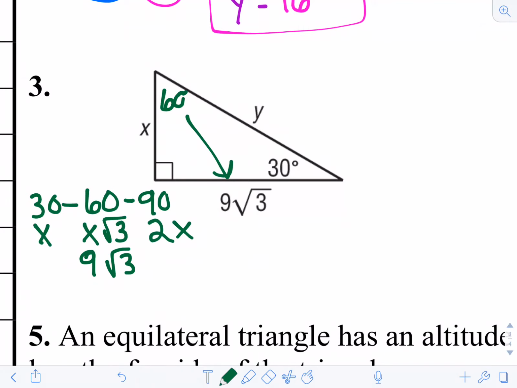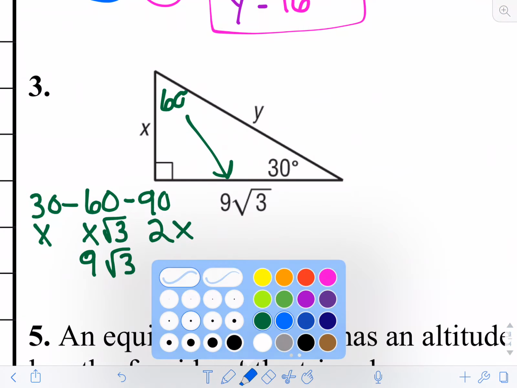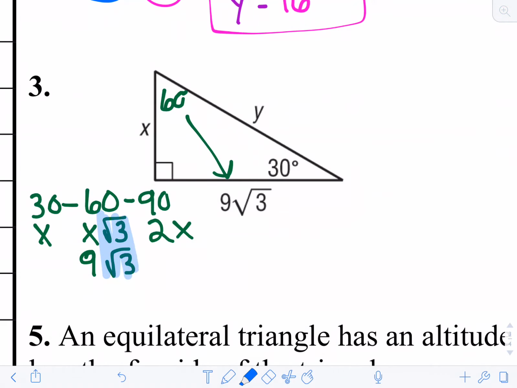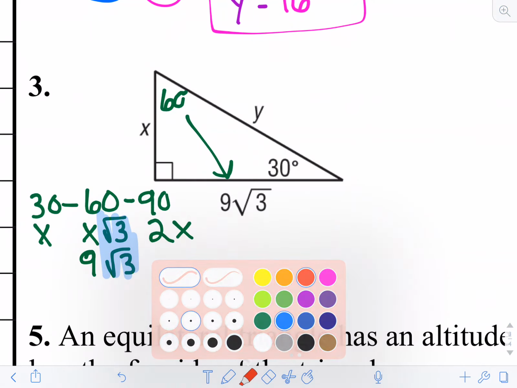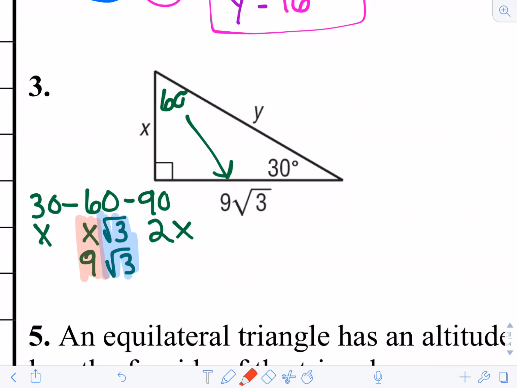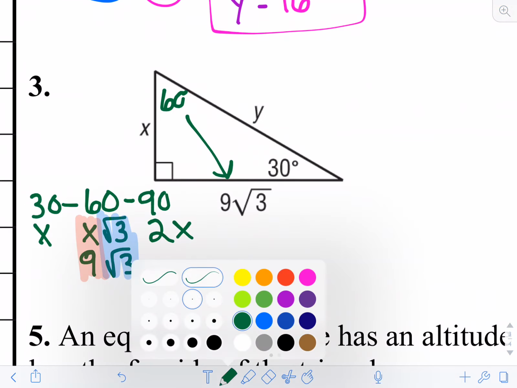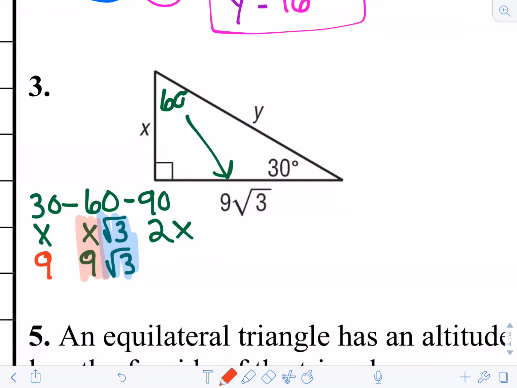From this, you can look right here and see that the square roots of 3 line up, so the number in front should line up and give you your value of x. So x is equal to 9. I'm going to write down 9 over here for x. That means this is 2x, which is 2 times 9, which is 18.